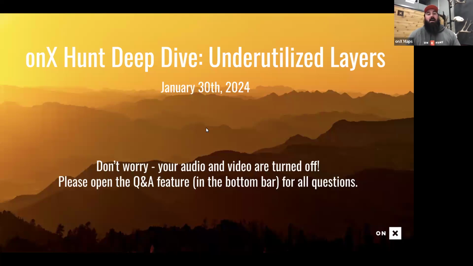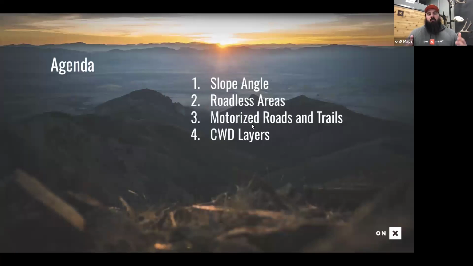So we're not going to be talking about things like offline maps. We're not going to talk about base maps, waypoints, TerrainX, anything like that. We're going to try to keep this pretty much to the point on those underutilized layers. So the four layers is actually 5 layers. We'll talk about that in a minute. That we're going to talk about are the slope angle, roadless areas, motorized roads and trails, and then the CWD layers. It's actually 2 layers, but they're pretty well related, so we're lumping those in together.